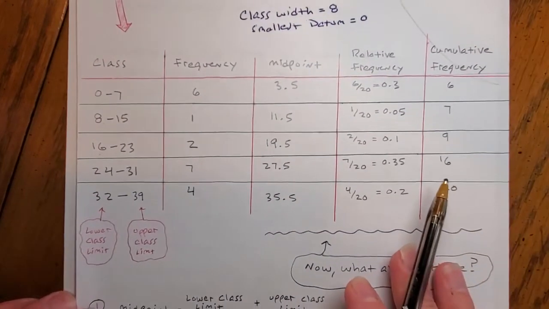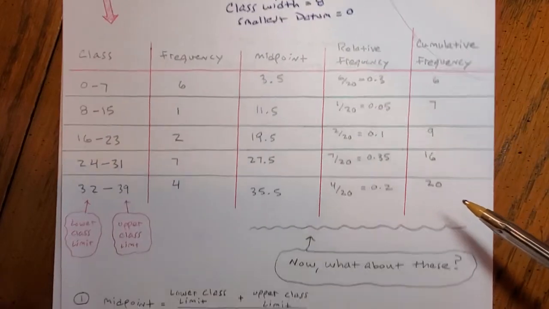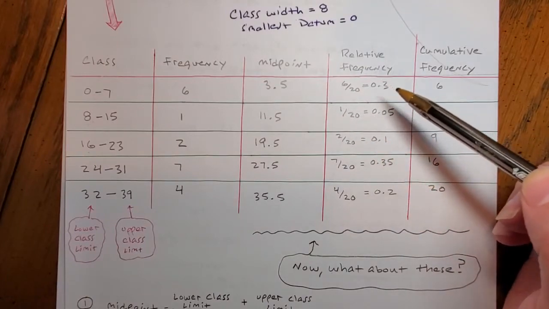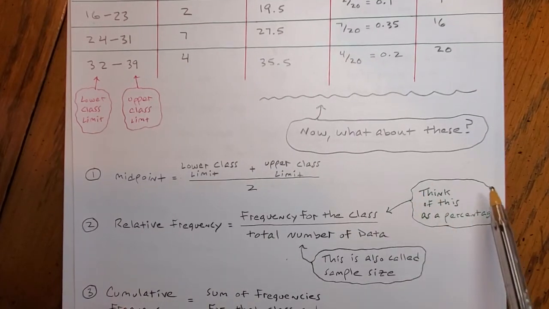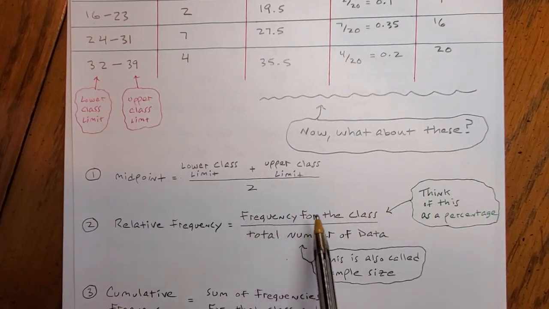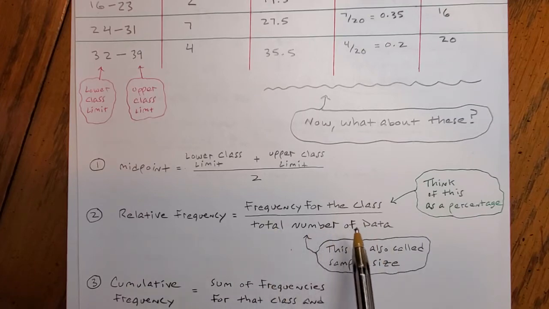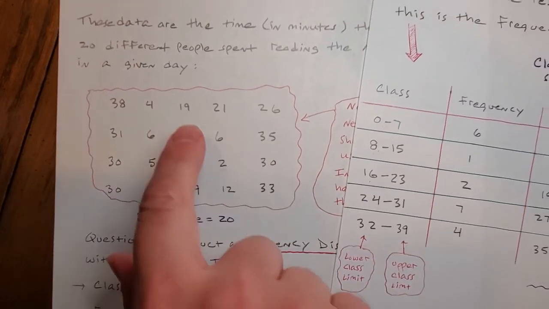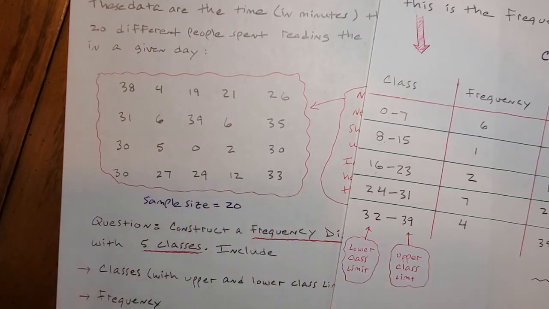Now for relative frequency and cumulative frequency. Let's talk about relative frequency first. You can think of the relative frequency like a percentage. You take the frequency for the class divided by the total number of data. And remember, the total number of data is the sample size. So what's the total number here? There's data on 20 different people. There's 20 numbers. Sample size is 20.